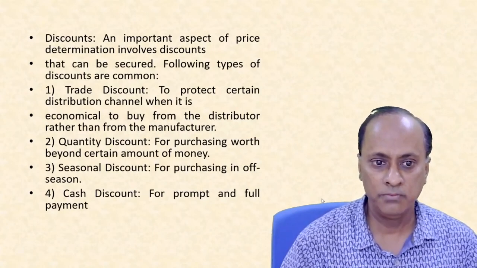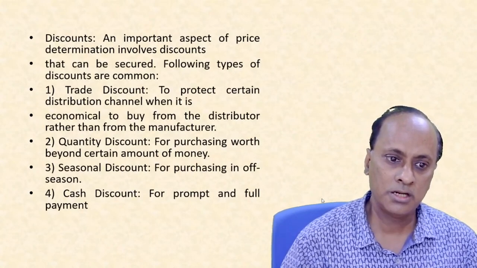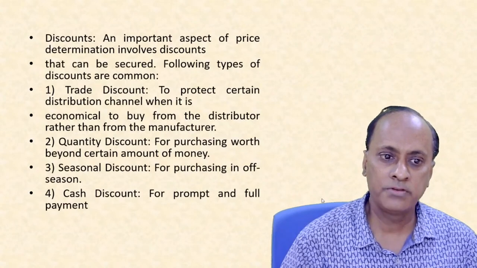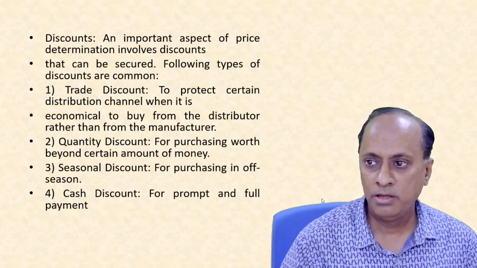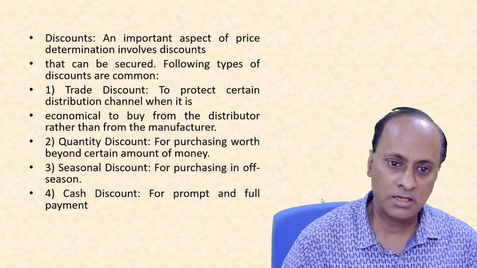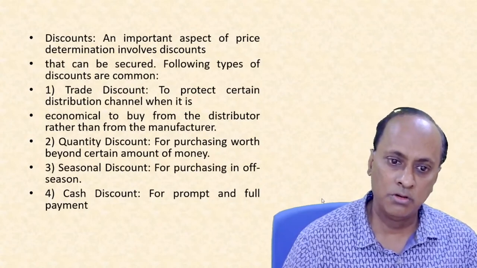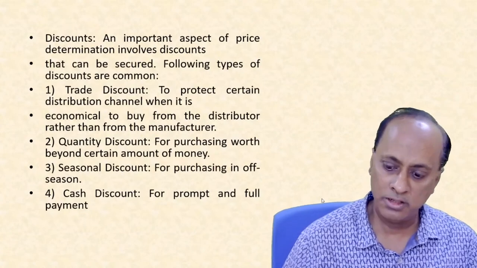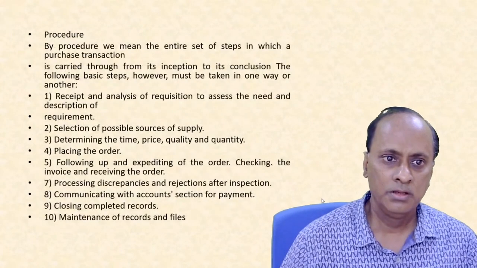We get quantity discount. Suppose you purchase more than 10,000, you will get a discount. Seasonal discount for purchasing off-season: suppose you purchase an umbrella in the non-monsoon season. Cash discount for prompt and full payment: suppose you have purchased 1 crore of material. If you make the full payment there and then, you will get 2% discount on this 1 crore rupees.